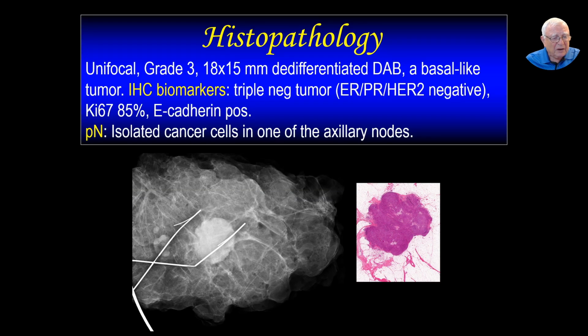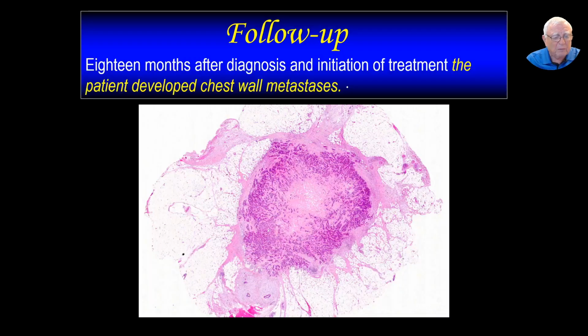Does this scare you? Well, we found the previous case was not triple negative and it was not basal-like, and the patient died. There are only isolated cancer cells, but she's very much on downhill. 18 months after diagnosis and treatment, mind you, modern treatment, chest wall metastasis.